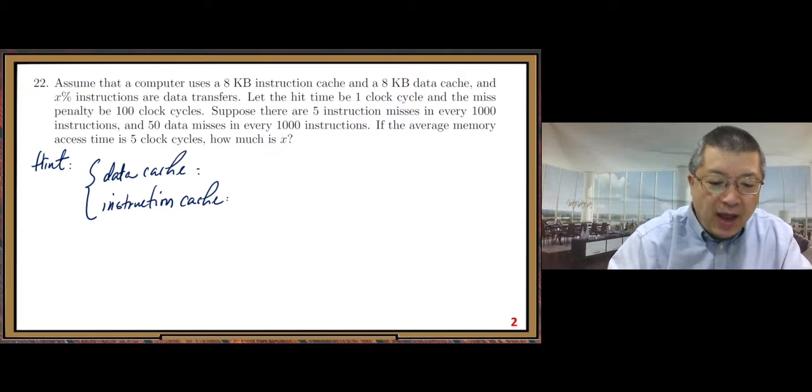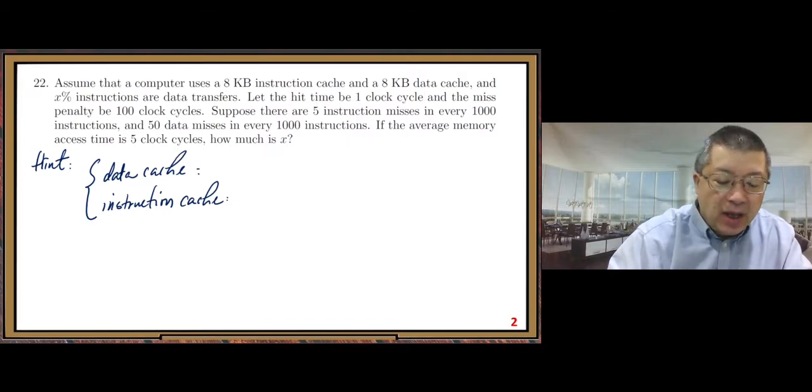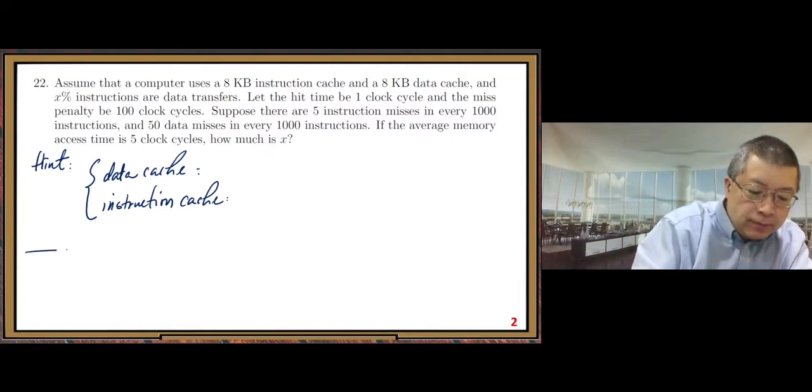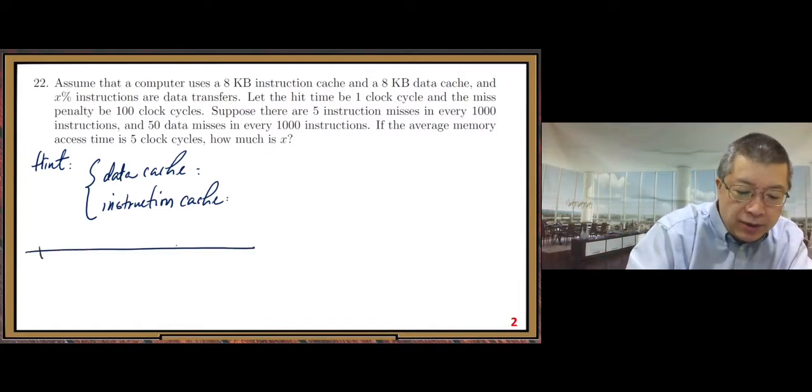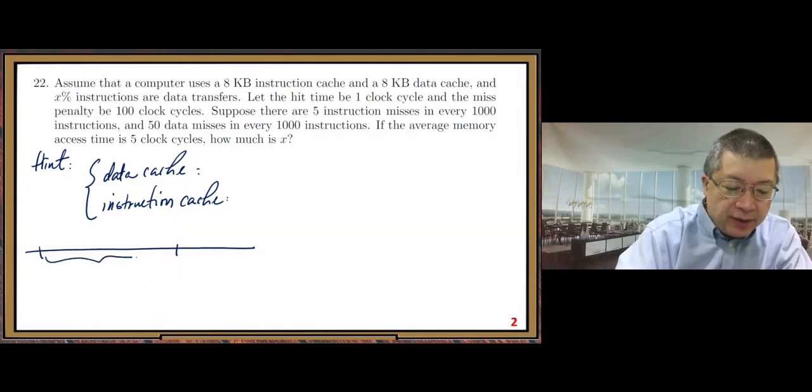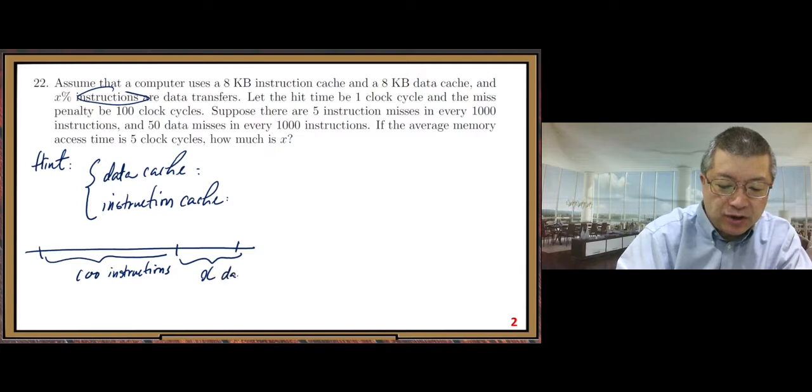So then we know one thing: X% of instructions are data transfers. If we draw a diagram like this, here we use instructions as the base: 100 instructions. Then X%, so X data transfers.